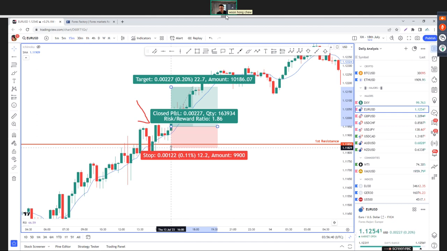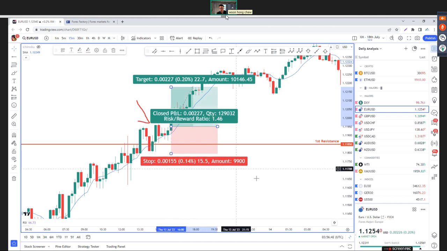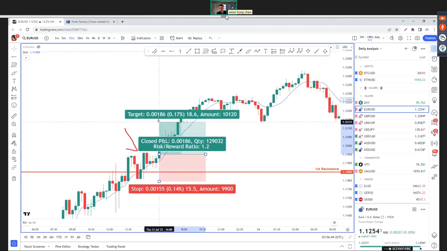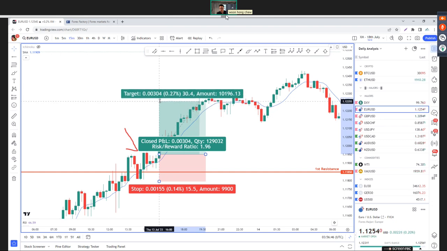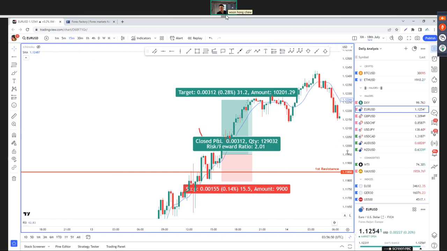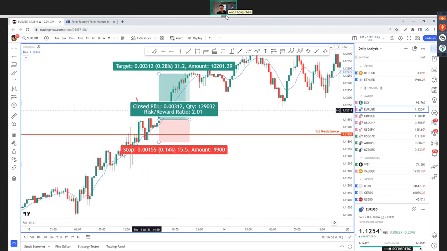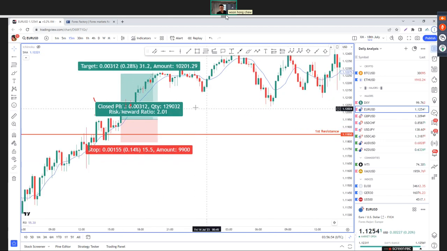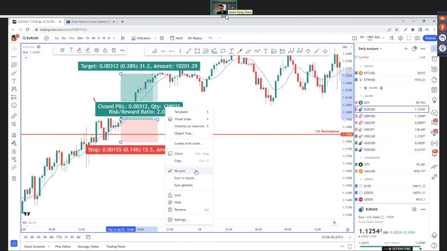Your stop loss put below here or this low, and then your 1:2 minimum. So you just put 1:2, and you can see that it actually hit your TP in this area.